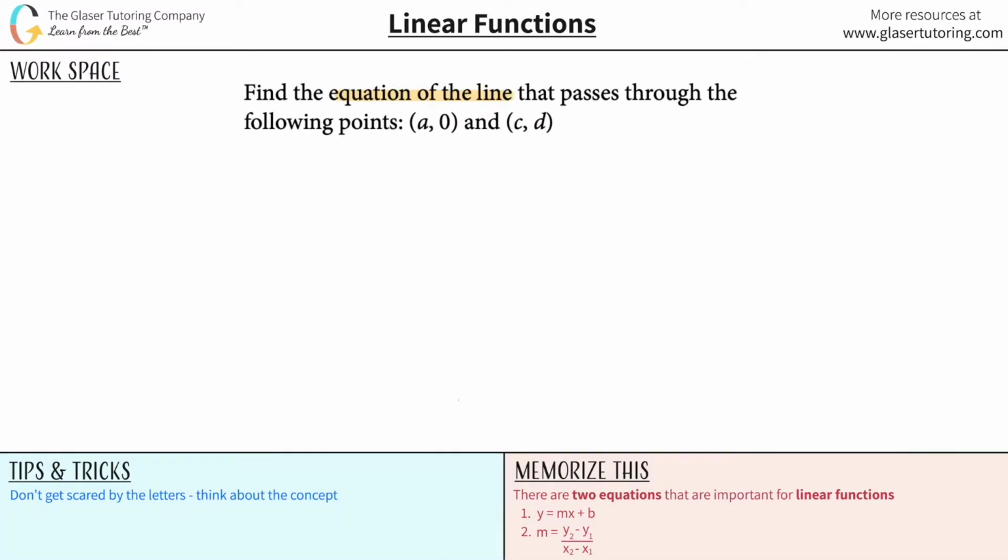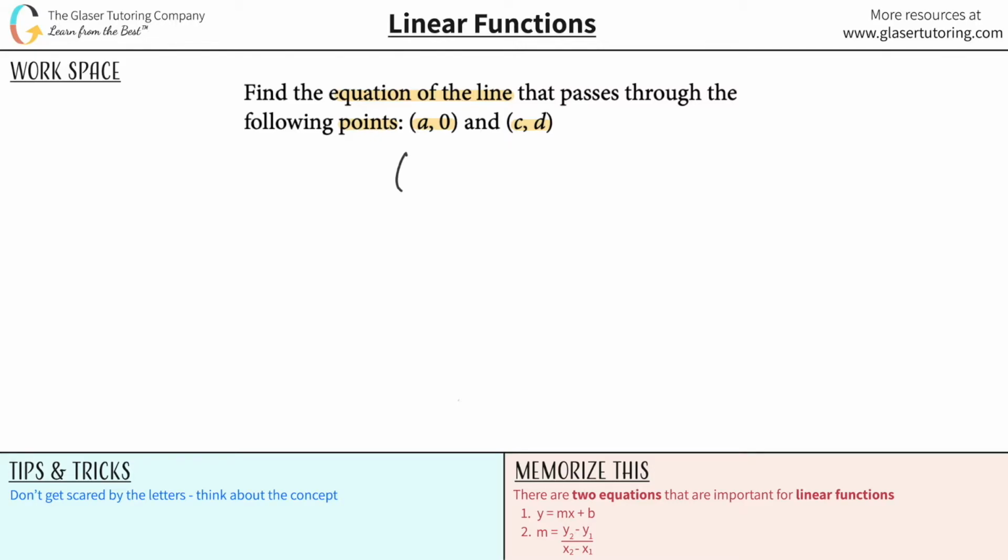Find the equation of the line that passes through the following points, (a, 0) and (c, d). So again, a problem like this, right? Oh boy. Find an equation of a line when we don't know any of the numbers? How are we going to do that? Well, don't get scared by the numbers. We're going to follow the concept, right?